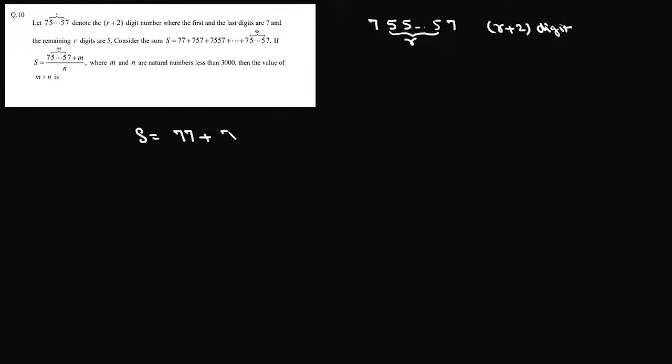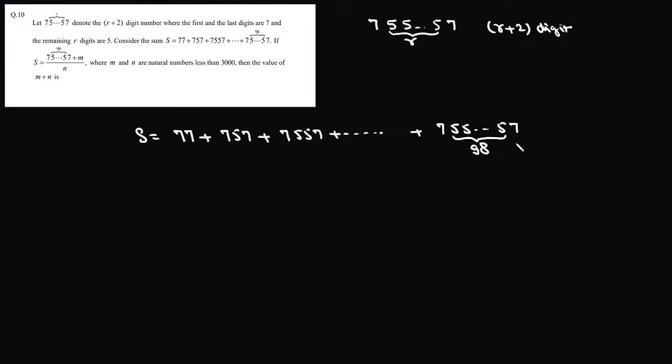77 plus 757 plus 7557, and goes all the way up to 75557, and here we are taking them 98 times. So basically it's a 100 digit number.